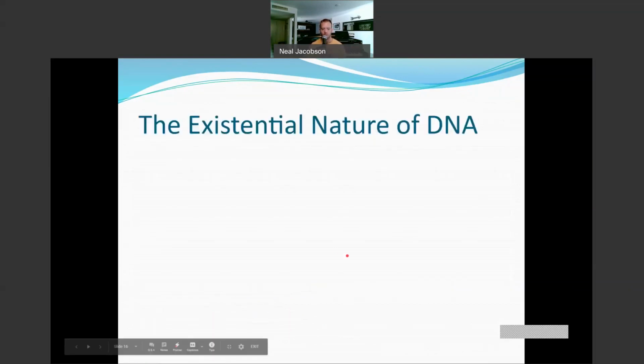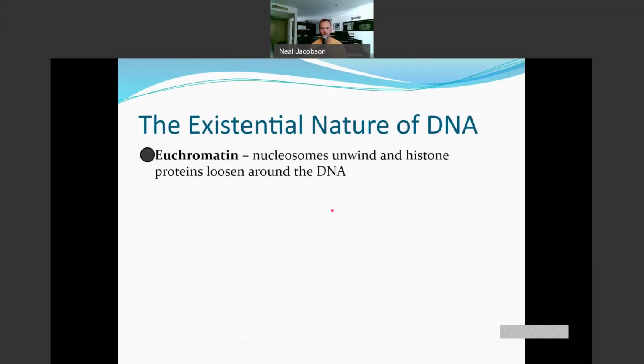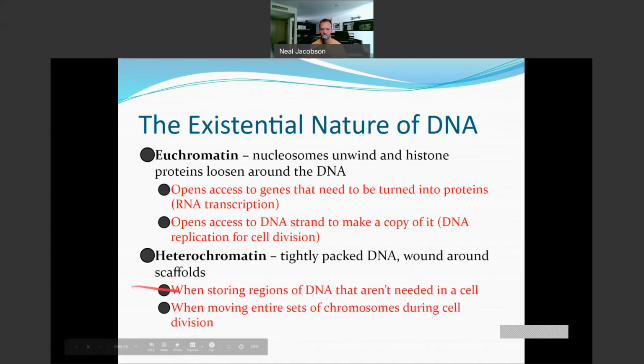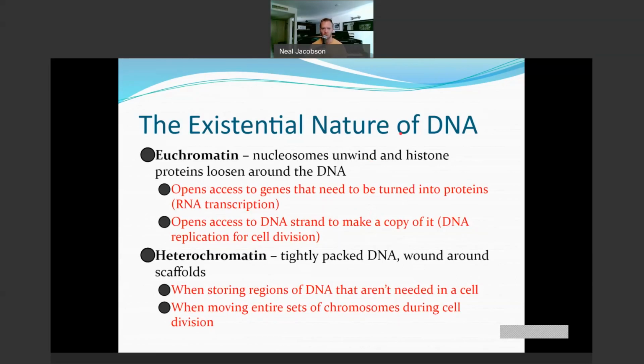So let's talk about the names of the states for when the DNA is in one state versus another. When DNA is tightly packed away and wrapped around histone proteins, we call that heterochromatin. When DNA comes unwound and is nice and loose, we call that euchromatin. So heterochromatin is the tightly packed DNA wound around the scaffolds and histone proteins. And we can do that for two different reasons. We can do it to store away DNA that the cell will never need. And we can also do it when we're moving entire sets of chromosomes during mitosis or meiosis.